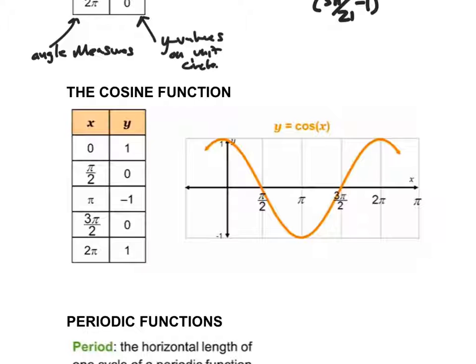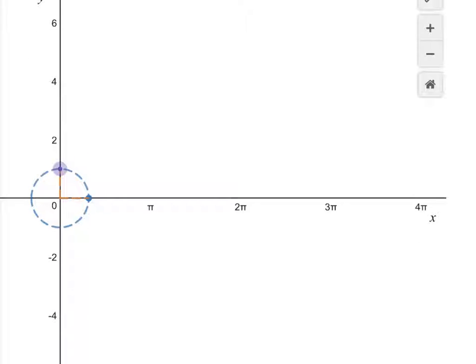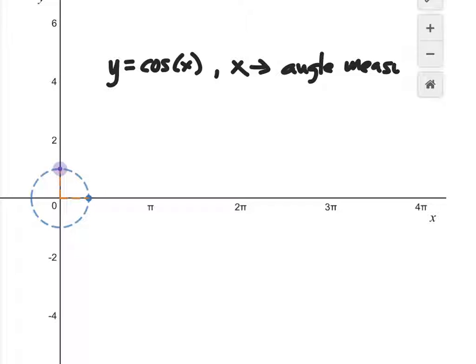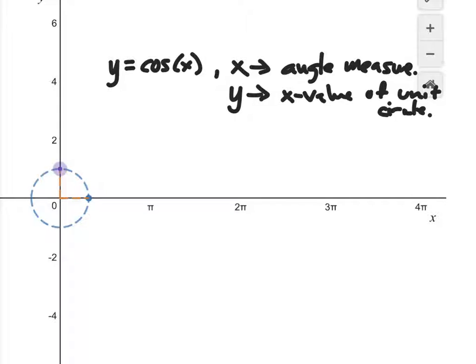But before I do the cosine function, let's look at an animation. This is the same thing. Now we're going to be talking about the function y equals cosine of x. Same thing for the x value: the x value is your angle measure. And the y value of this function is created from the x value of the unit circle. So what I'm going to do is play this animation.